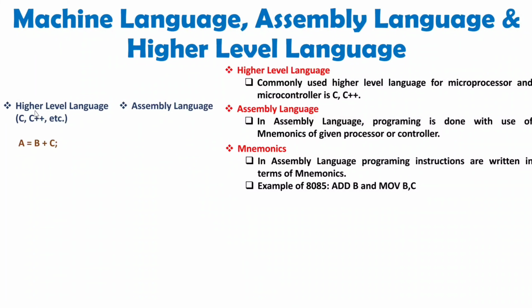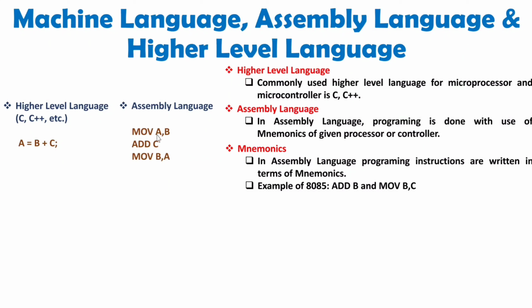So let us say we are talking about higher level language. In C, CPP, we can directly write A equals B plus C, right? What it does is add B and C, and the answer gets stored in A. But when you want to do this operation in assembly language, you will have to write assembly code based on mnemonics. I'll show you one practical example.